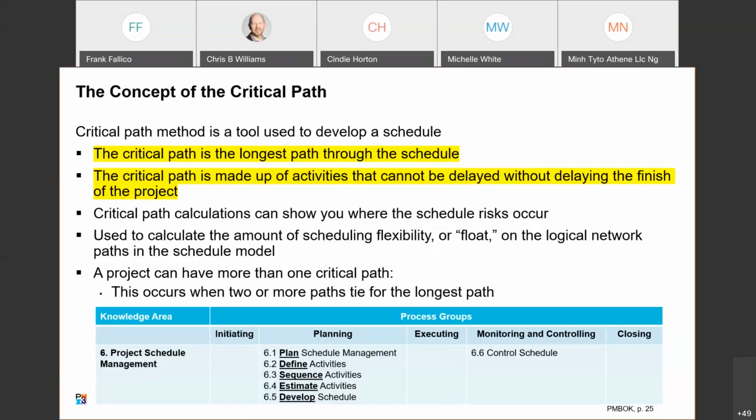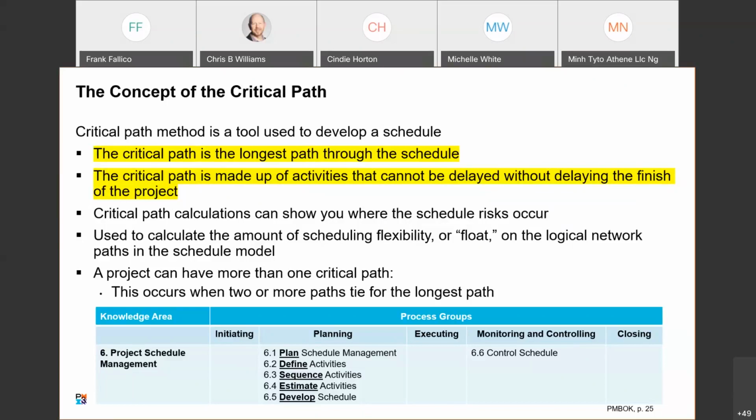So CPM is used to calculate the amount of scheduling flexibility, or what we call float, on the logical network paths in the schedule model. And in addition to critical path, you should also be familiar with the concept of a near critical path. This path is closest in duration to the critical path.